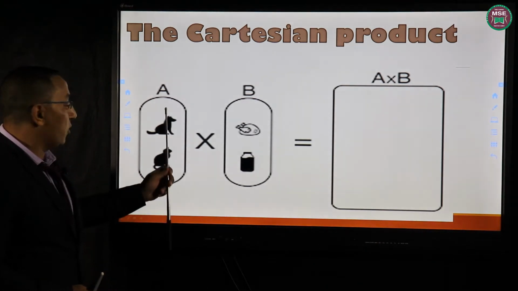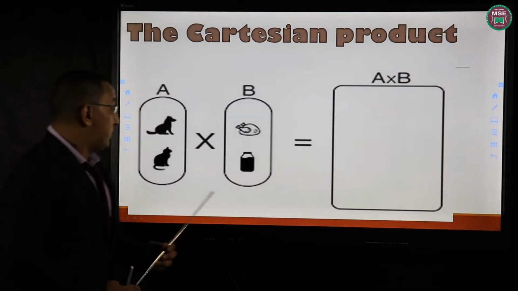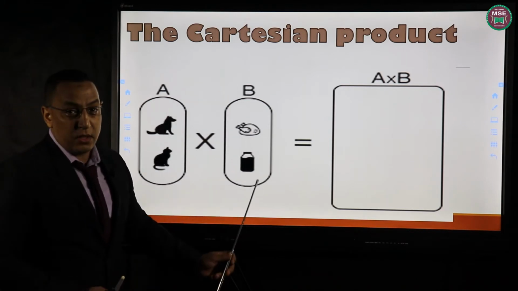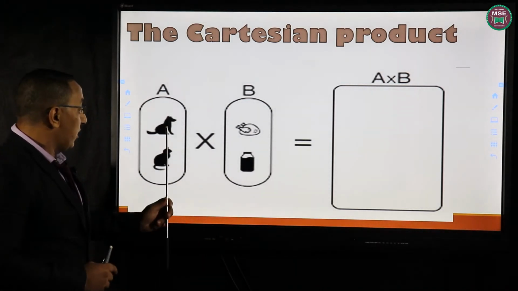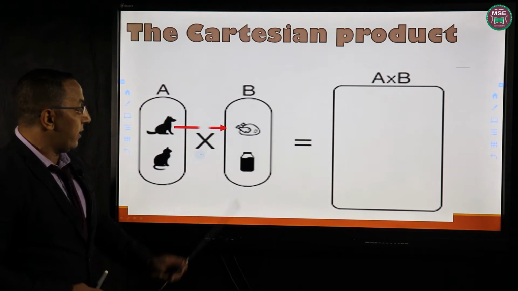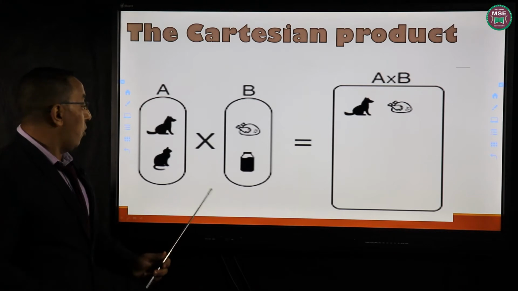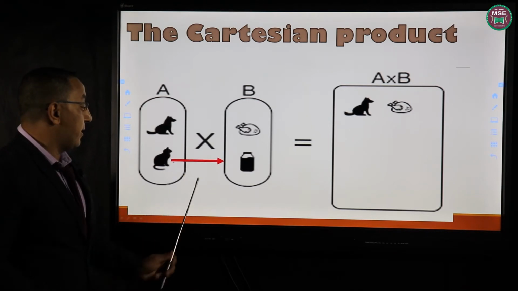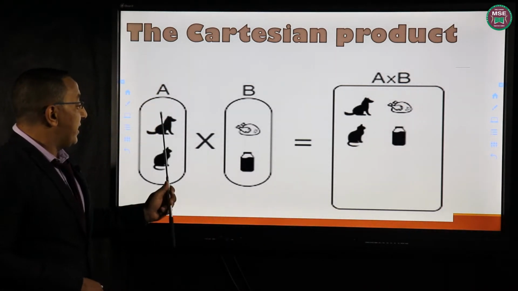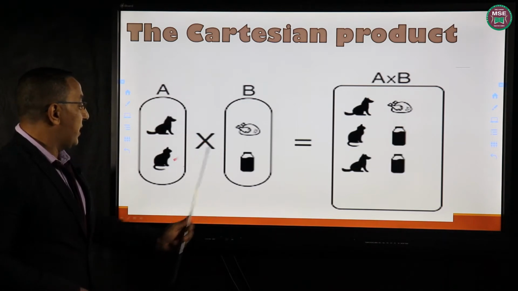Set A includes dog and cat. Set B includes chicken and milk. Okay, so I'm going to distribute this first set among the second set. What does it mean, Mr. Ahmad? It means the dog will need to eat the chicken, like this. This is an ordered pair represented in the Cartesian diagram, like this. And also the cat needs to drink the milk, so it is represented by an element. Now the dog needs to drink the milk, okay, and the cat needs to eat the chicken.